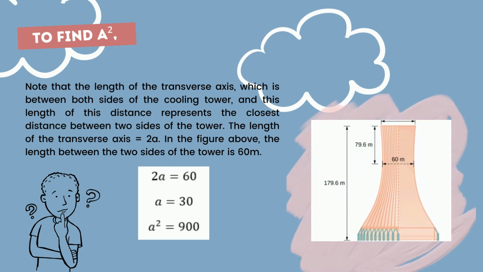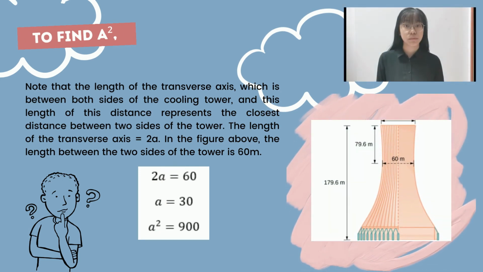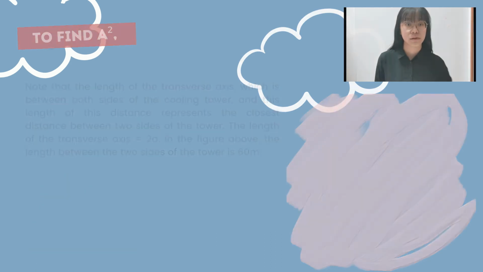First, to find a squared, the length of the transverse axis is equal to the distance between both sides of the cooling tower, which represents the closest distance between the two sides of the tower. The length of the transverse axis equals 2a. Based on the figure, the length between the two sides of the tower is 60 meters. We can solve this by using the length of the transverse axis, 2a. By doing this, we find that a squared equals 900 meters.